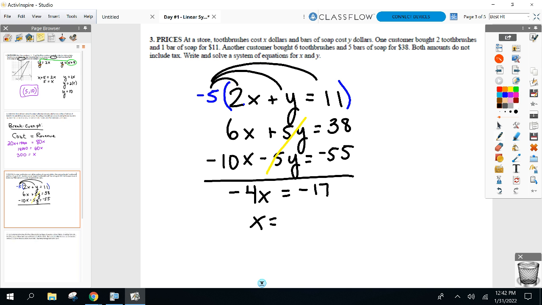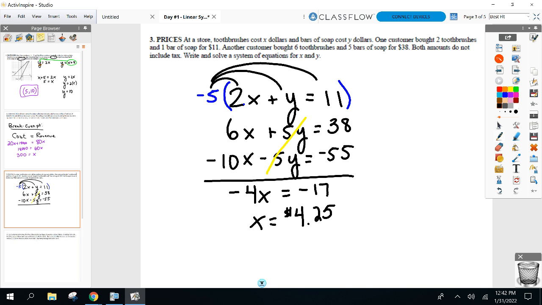How much is a toothbrush going to cost? $4.25. Everyone getting $4.25? Talk to me here because the numbers are only going to get larger as we move on today. We're all good? Not my final answer. Why not?